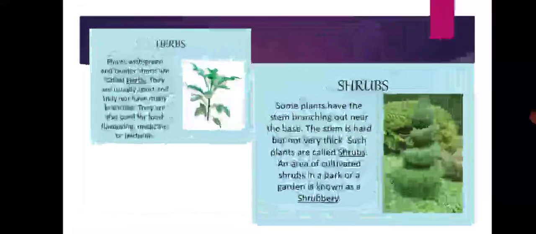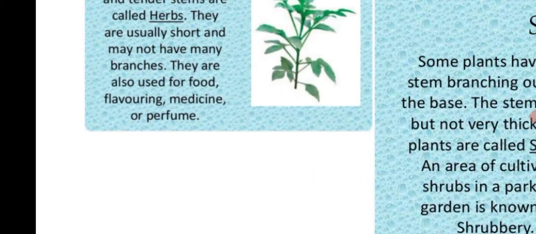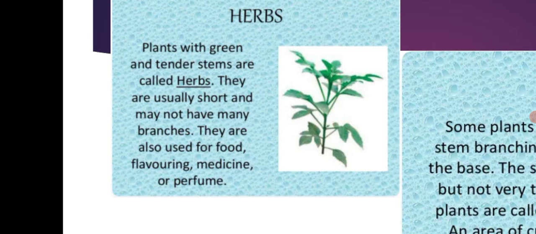First, herb. Small plants with tender green stem are called herbs. In herbs, branches are absent. Branches are not present, for example, coriander, mustard, wheat and paddy.